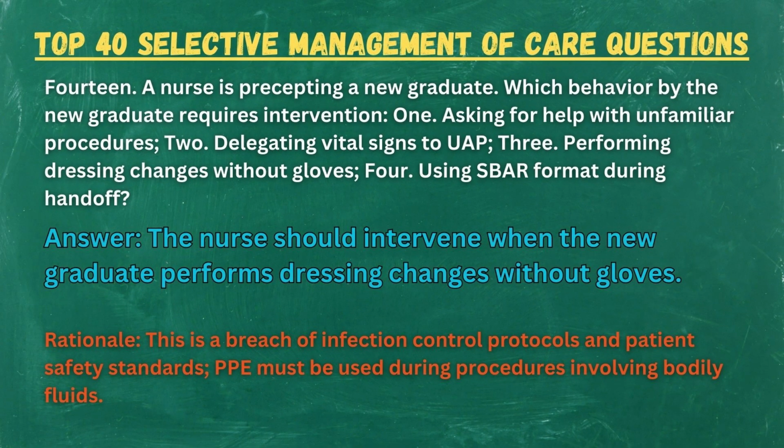14. A nurse is precepting a new graduate. Which behavior by the new graduate requires intervention? 1. Asking for help with unfamiliar procedures. 2. Delegating vital signs to UAP. 3. Performing dressing changes without gloves. 4. Using SBAR format during handoff? Answer: The nurse should intervene when the new graduate performs dressing changes without gloves. Rationale: This is a breach of infection control protocols and patient safety standards. PPE must be used during procedures involving bodily fluids.